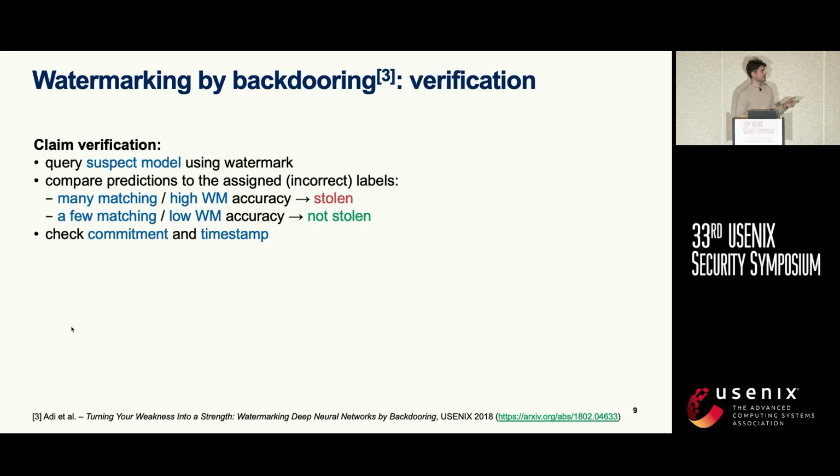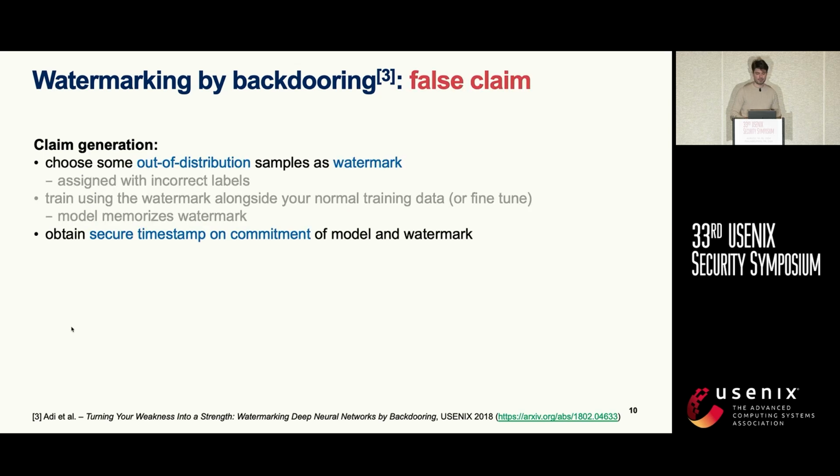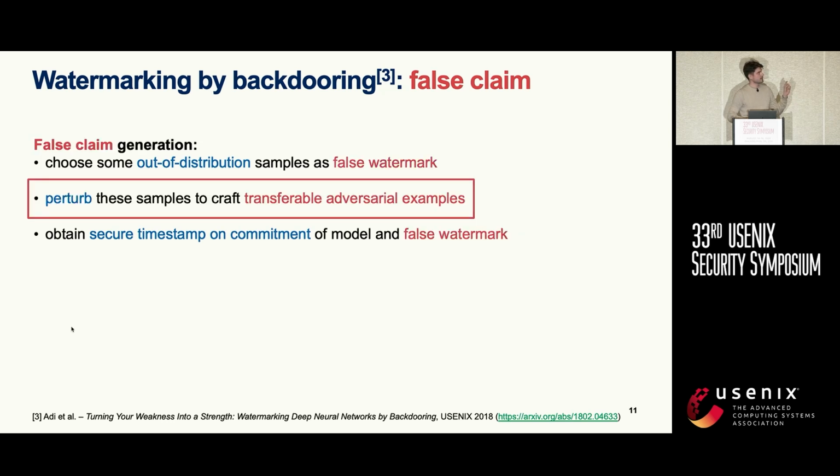When we do the verification, we query the suspect model. If we have high watermark accuracy, it's stolen. If it's low accuracy, not stolen. And we have to check the commitment and the timestamp. So if we are trying to induce a false claim, we can just scrap this generation procedure and instead find some out-of-distribution samples, make them into transferable adversarial examples, and register them as a false watermark. So what happens then is that all models that are registered with later timestamps, we can accuse them, assuming that our transferability property holds to a sufficient extent.